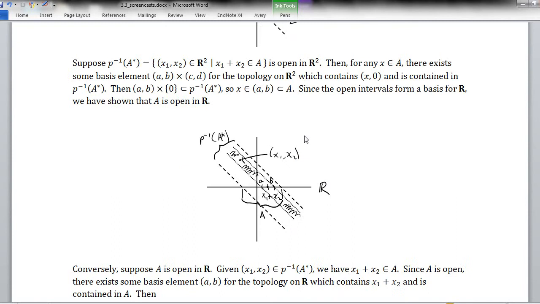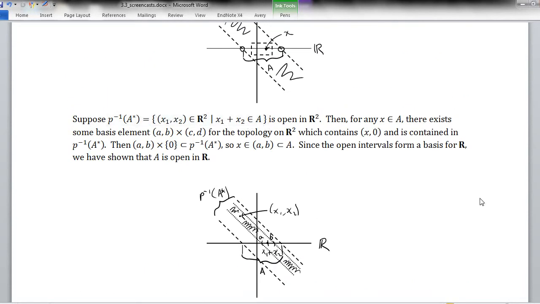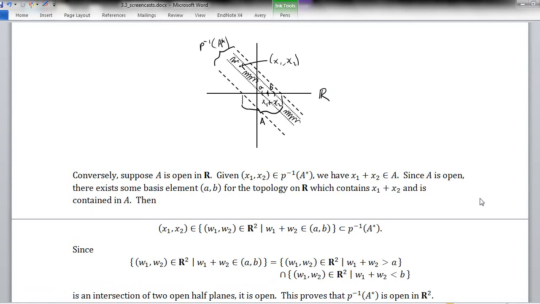Well, then by what we had earlier, that means that x1 plus x2 is in A. And so x1 plus x2 would be this number right here, sort of on that same diagonal line. That's in A, and since A is open, we can find some basis element, open interval from a to b, which contains that number x1 plus x2. And moreover is contained in this open set A. All right, that's what it means for A to be open.